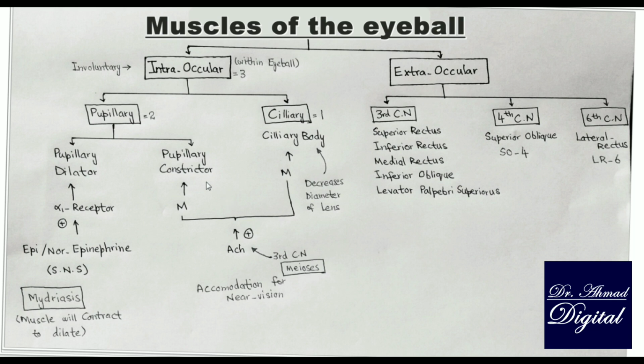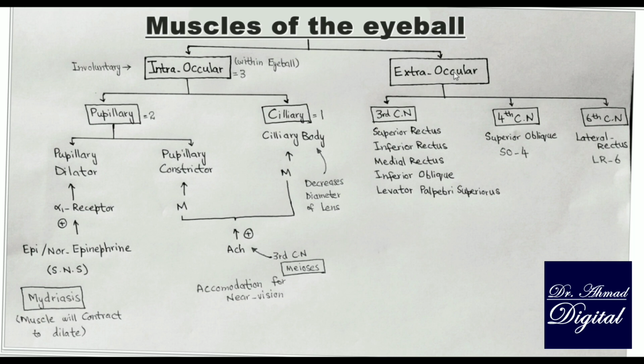The pupil will constrict. Pupillary constrictor and ciliary body are required for accommodation for near vision. In accommodation for near vision, we require two things: the pupil should be constricted and the diameter of the lens should be decreased.